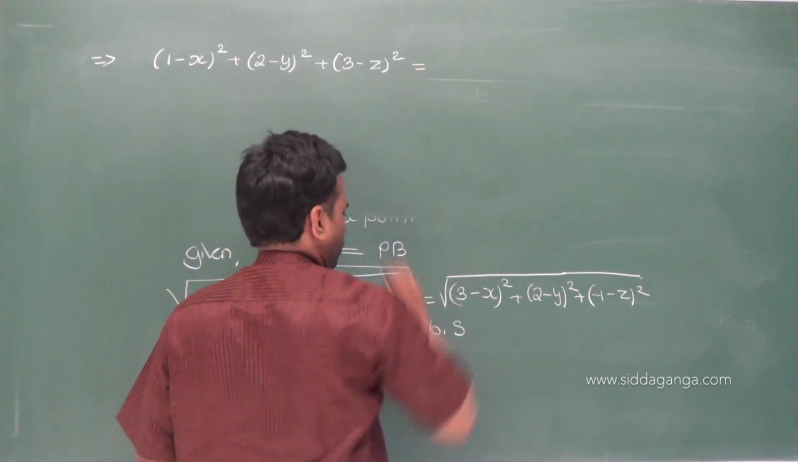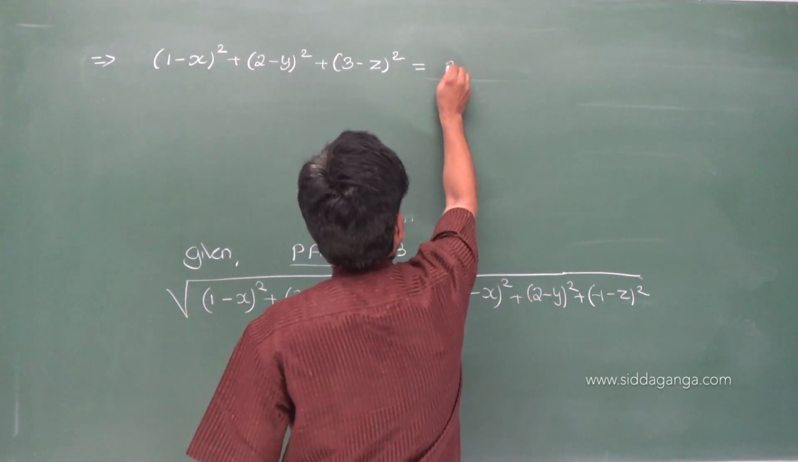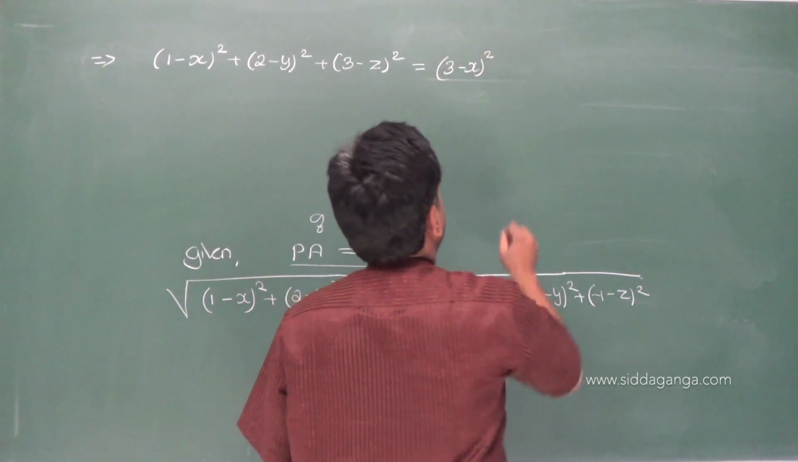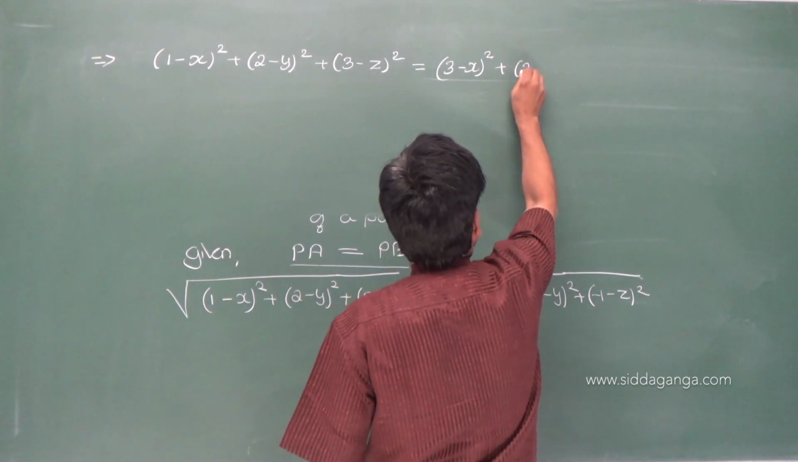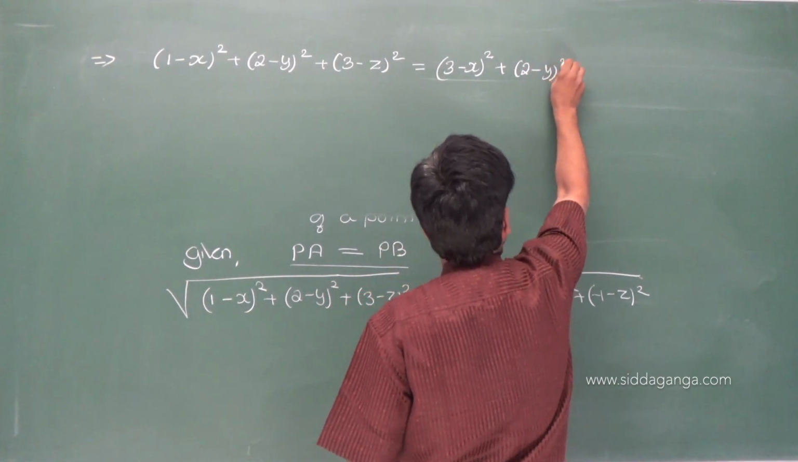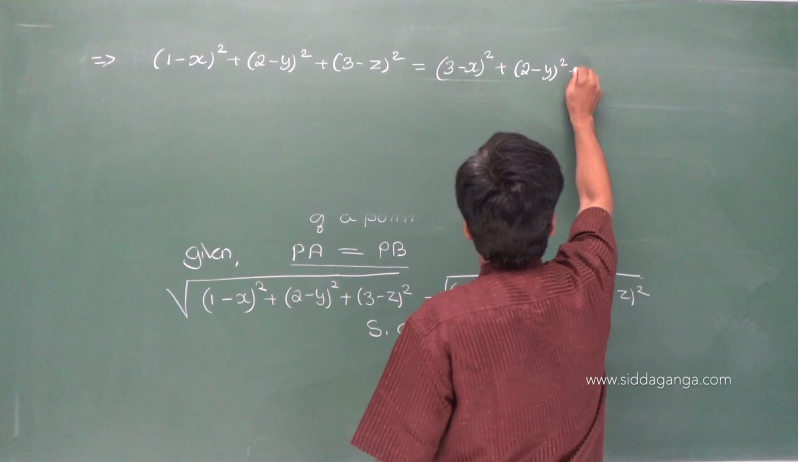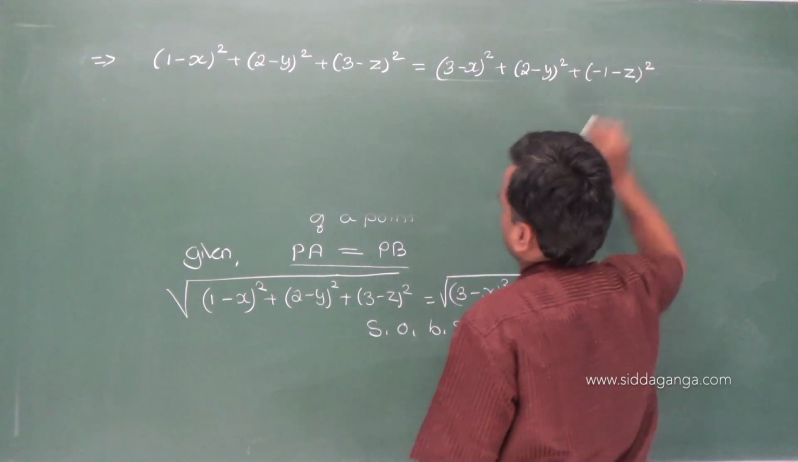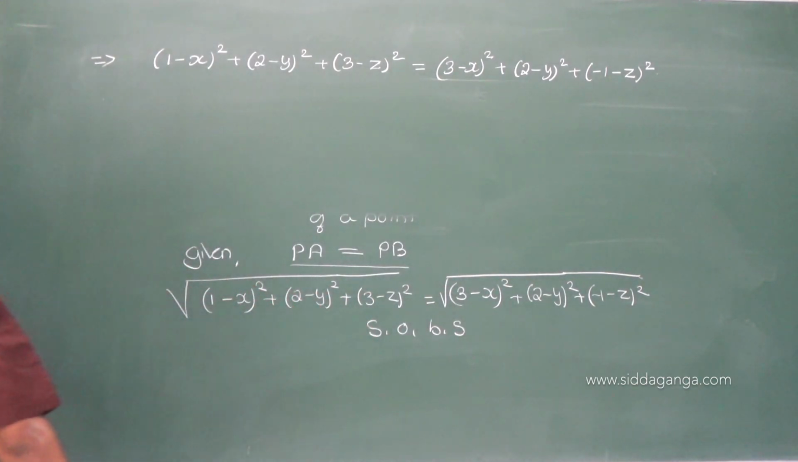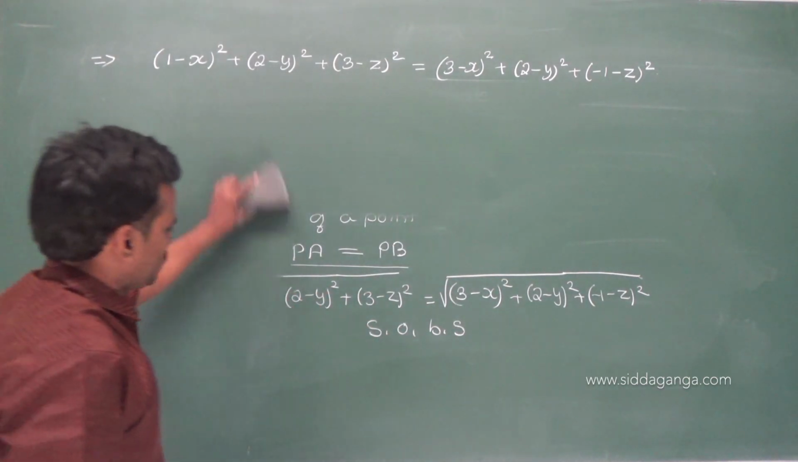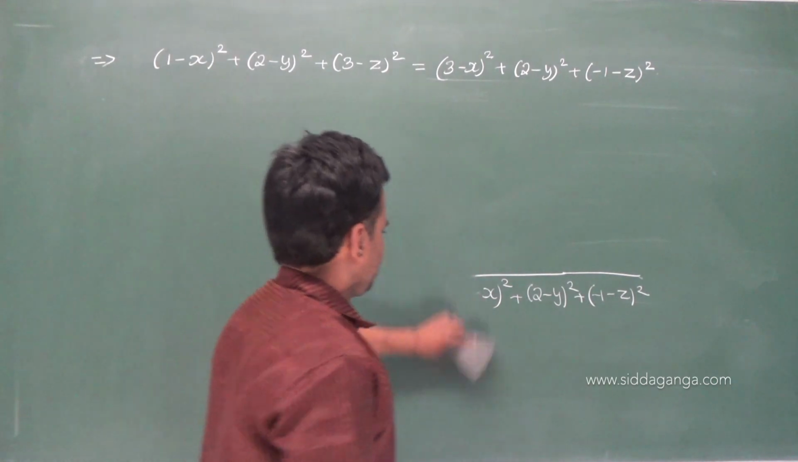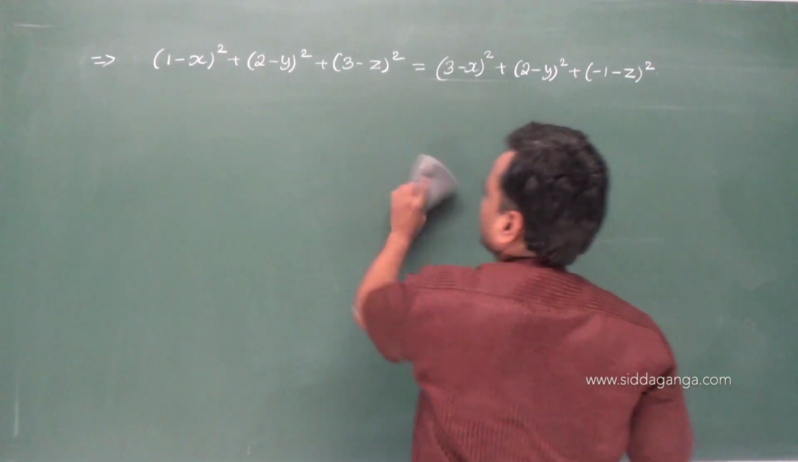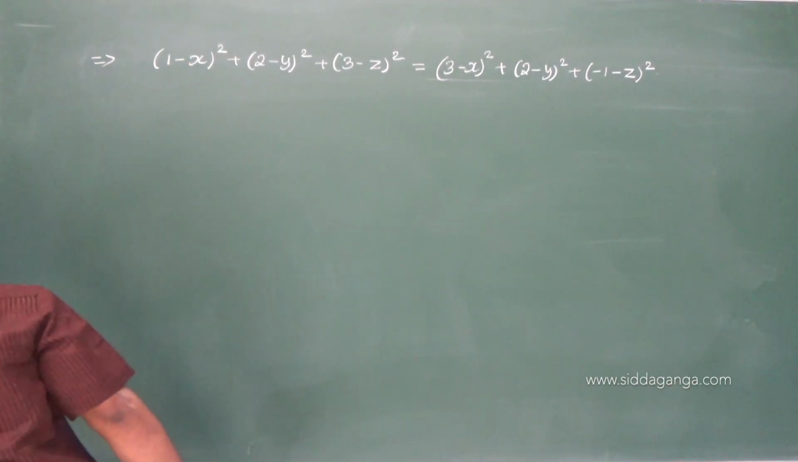That is equal to (3 minus x) whole square plus (2 minus y) whole square plus (minus 1 minus z) whole square. Both sides square root gets cancelled. Correct now? Okay. Simplify it, then we get the equation.